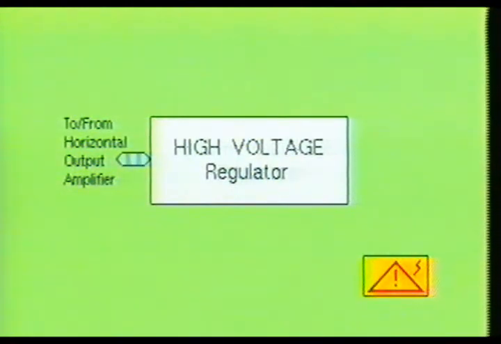There are 4 common high voltage regulator configurations in use today. These are the shunt regulator, pulse regulator, closed-loop diode regulator, and the closed-loop voltage-dependent resistor regulator.